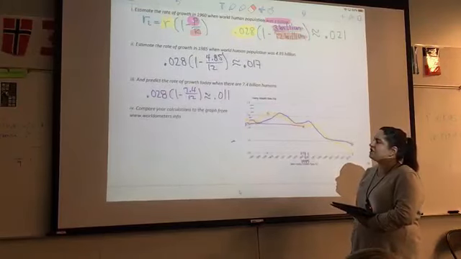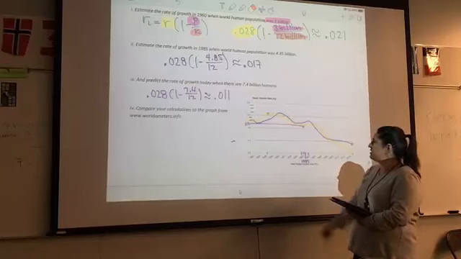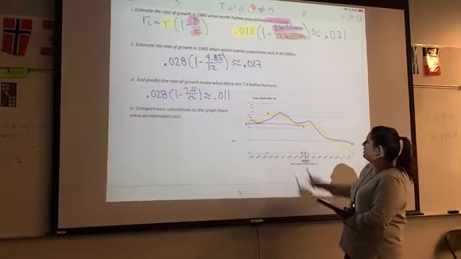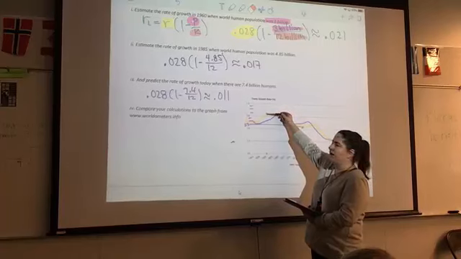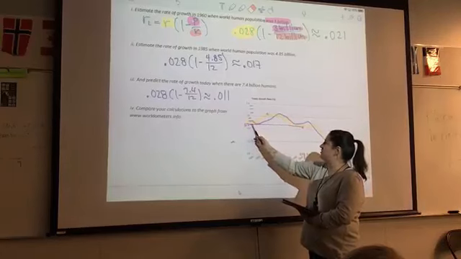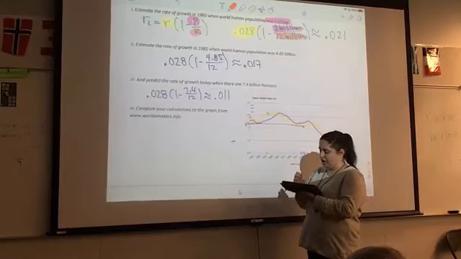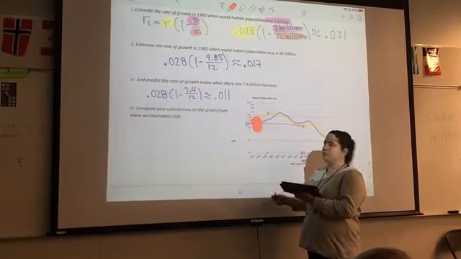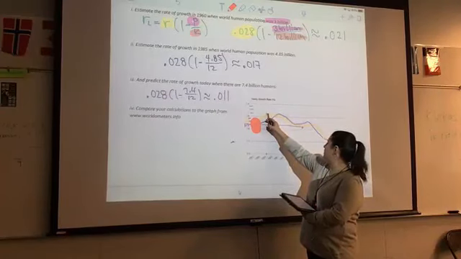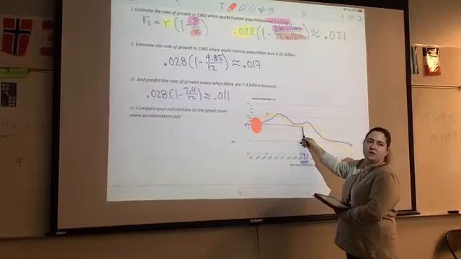Compare your calculations to the graph from worldometers.info. So, this is the graph, okay? Our first one at 0.021, this is where we thought our growth rate would be, and it was lower, right? This was our initial growth rate right here, which is pretty close to the worldometer. We probably had us start right here. But then when we calculated the first one, ours was high, okay?